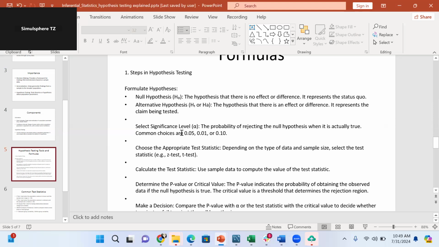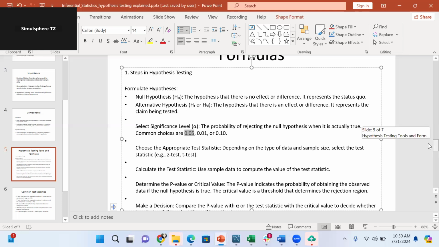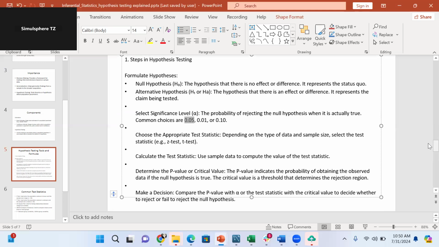Okay, so then we have select significance level with a symbol alpha. This helps us to know when to reject or accept a null hypothesis when it is actually true. And the constant for this is 0.05. And then we need to choose appropriate test statistics to determine our hypothesis. Some of these test statistics include t-test, z-test, ANOVA, and the rest.